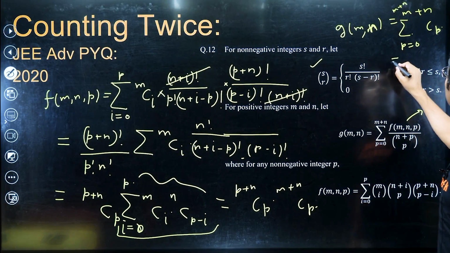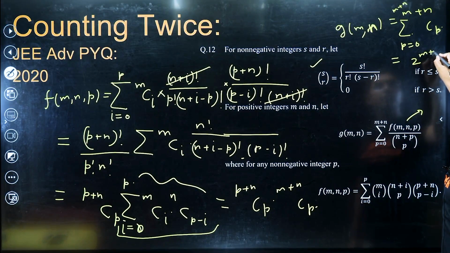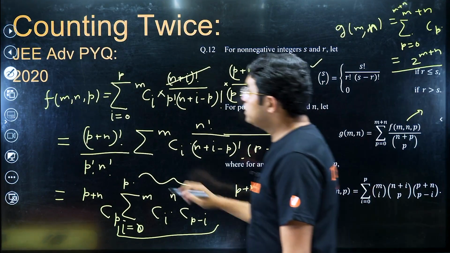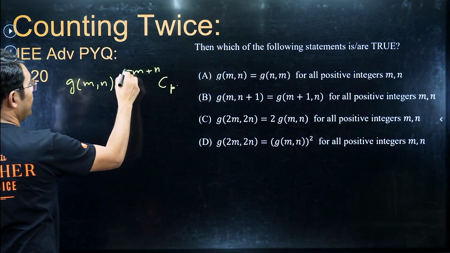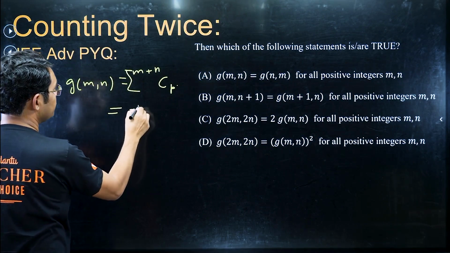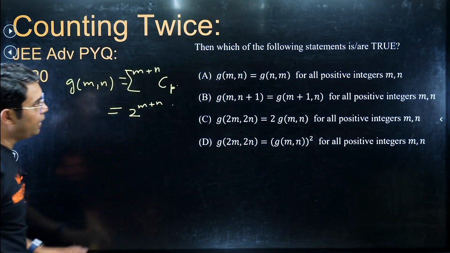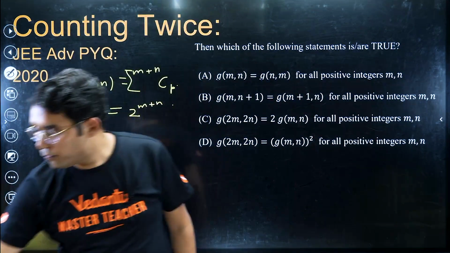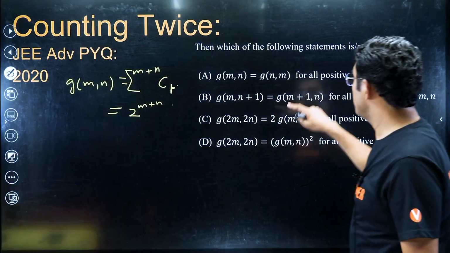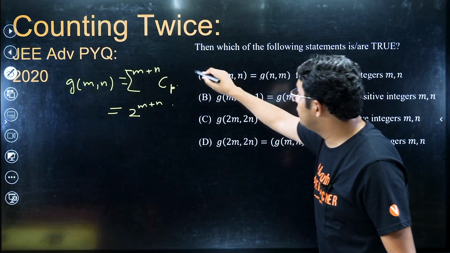I think we know this property. It is directly 2 raised to the power m plus n. Okay, so this g(m, n) is actually the summation of this thing, which gives you 2 raised to the power m plus n. Now you just have to see what should be the right answers. I think option A is obviously correct.